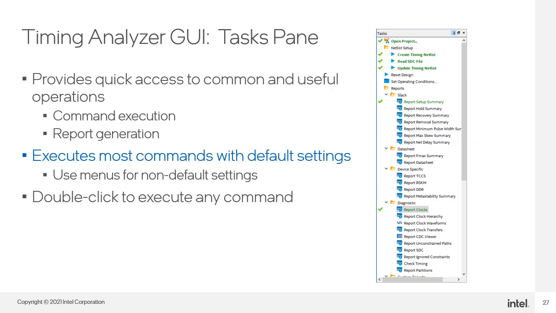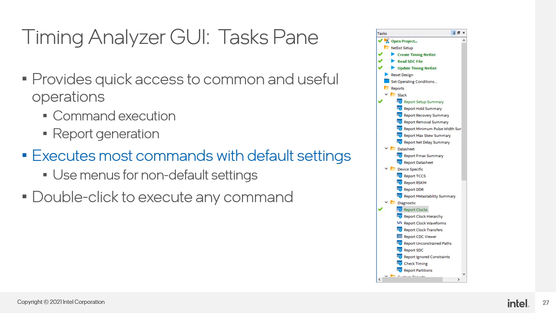The task pane provides easy access to commonly used operations. Most of the tasks are report generation, but a few of the tasks involve initializing Timing Analyzer with the timing netlist and SDC files. When you double-click on a task to run, any dependent command will automatically execute.